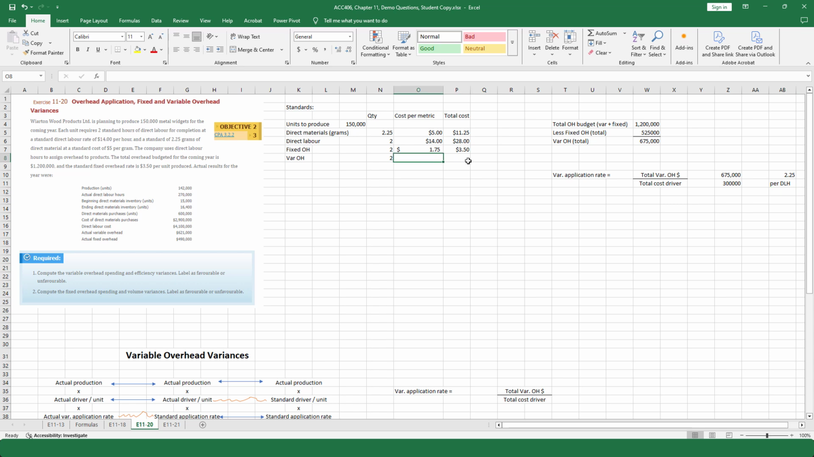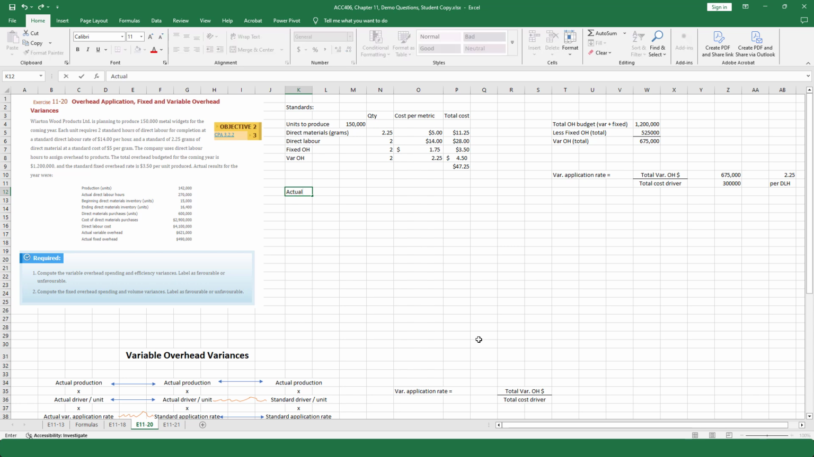I can put it in here, and I can calculate the total. Multiply 2 by 2.25, and the total standard cost per unit is $47.25. Awesome. So now I need the actual.